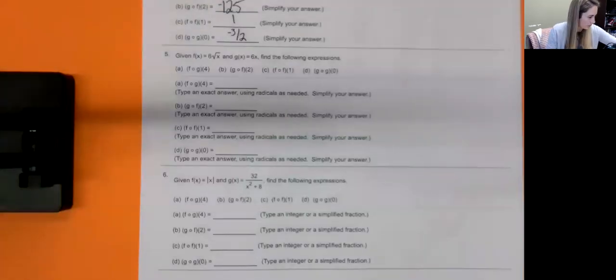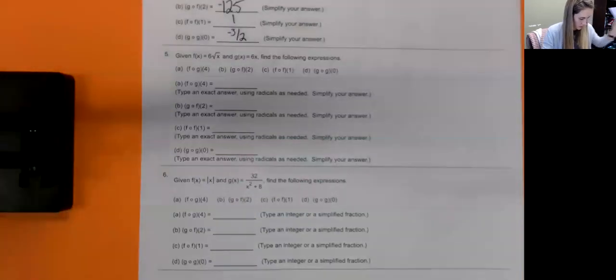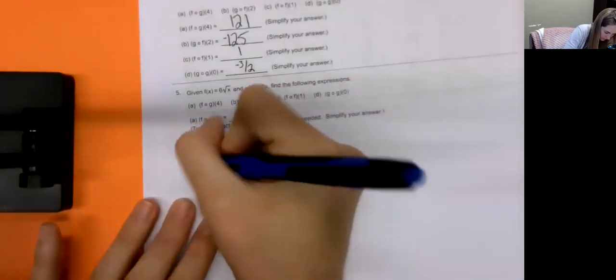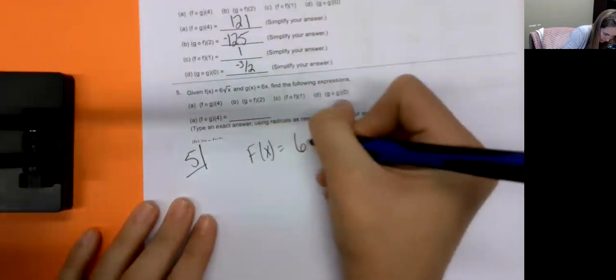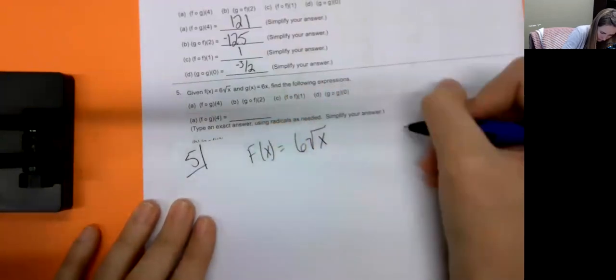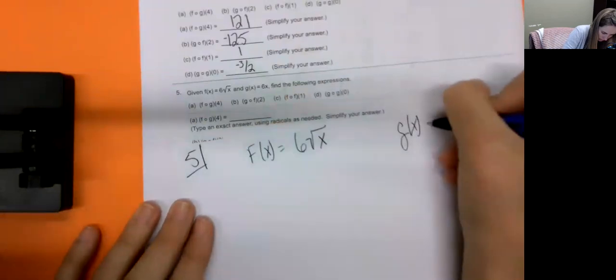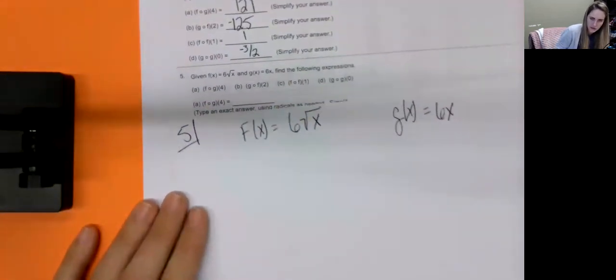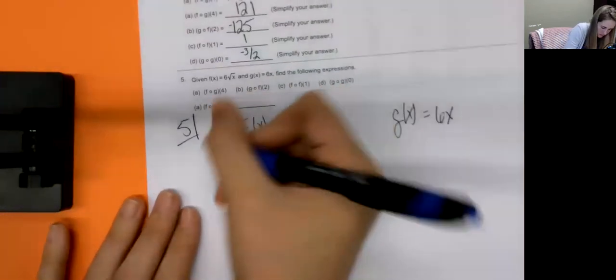Okay, continuing with number 5 of composite functions. So let's write down what our functions are. We have f of x equals 6 square root of x, and then we have g of x equals 6x. And our first one is f of g of 4.